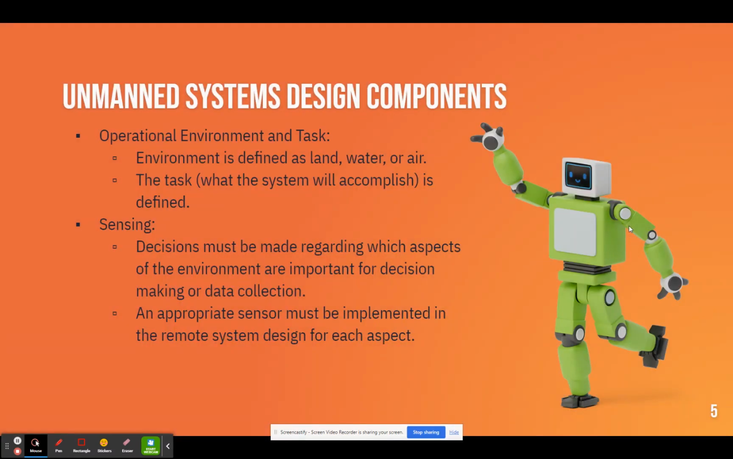When you're looking at an unmanned system, there are key design components that you have to have. First, we're looking at the operational environment and its tasks. The environment is defined as land, water, or air, and then we have to clearly define what task we want the system to accomplish. Then we have to decide how it's going to sense its environment. Decisions must be made regarding which aspects of the environment are important for decision making or data collection. For example, if we are in the air, how do we detect whether there's a bird nearby? An appropriate sensor has to be implemented in the remote system designed for each aspect. So for every piece of data that we need in order to complete the task, we need a sensor that's going to appropriately collect that data.